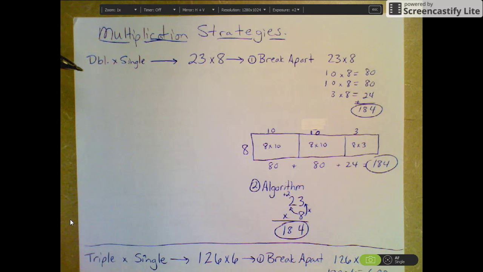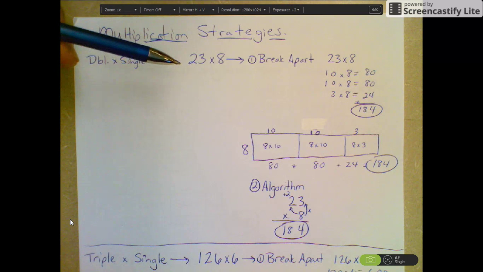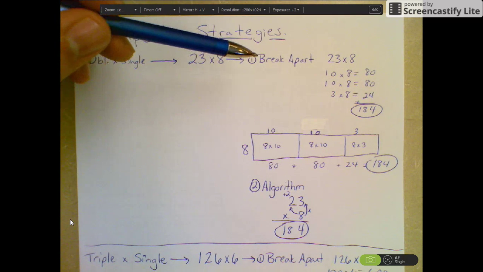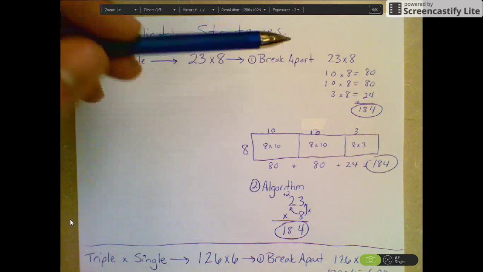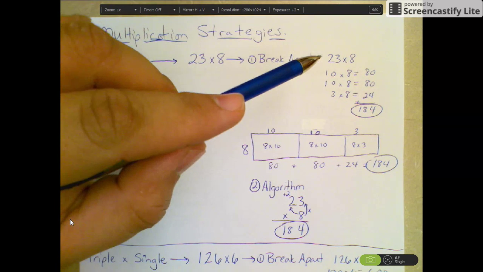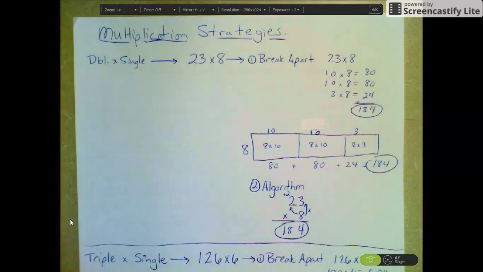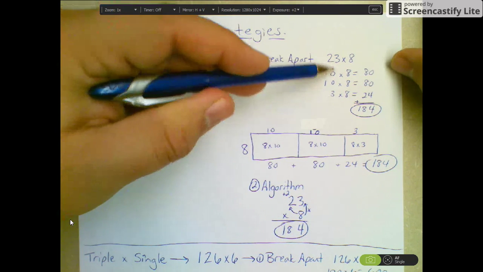home when they practice. The first one is when we have a double times single digit multiplication problem, in this case 23 times 8. The first strategy our students have been taught is the breaking apart strategy. This is where we're taking the larger number, the number that has two digits, breaking it up into numbers that are easy to multiply. In this case, it would be 10, 10, and 3. That would be the number 23 broken apart.